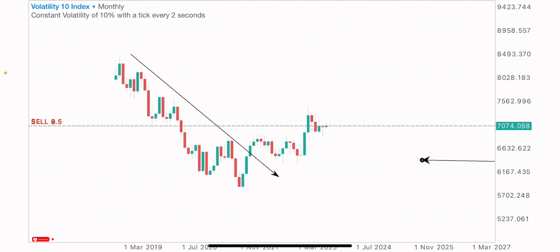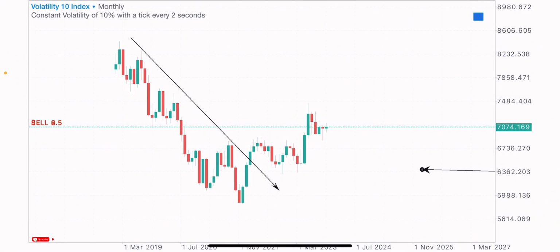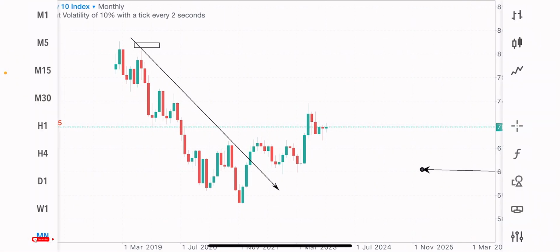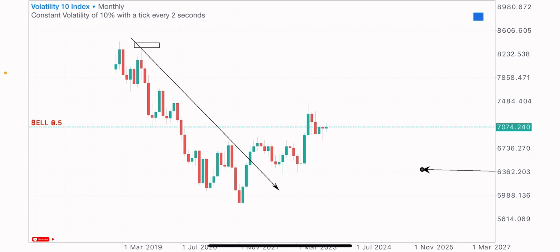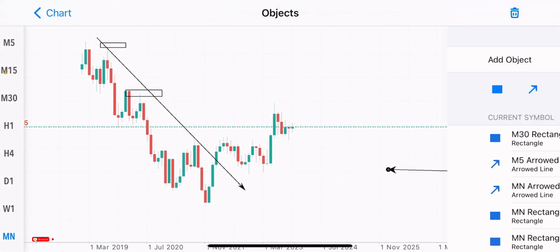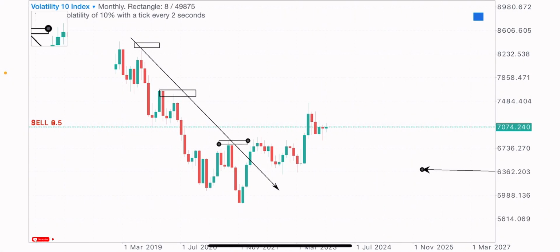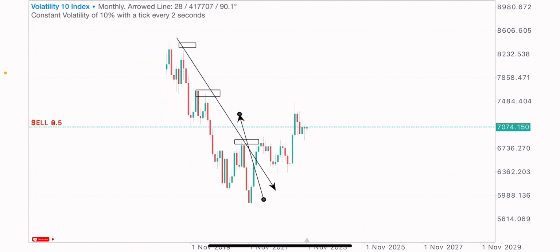Let's spot the market structure. So we got a high at this point. Right, we got a high here, we got another high, but a lower high, right? Then we got another high at this point as well, a lower high. So this is the previous market structure of this index. Market creating lower highs and lower lows. So the lower highs formation is giving the market a downward direction, which you can see that the market was in a downtrend before it got broken.